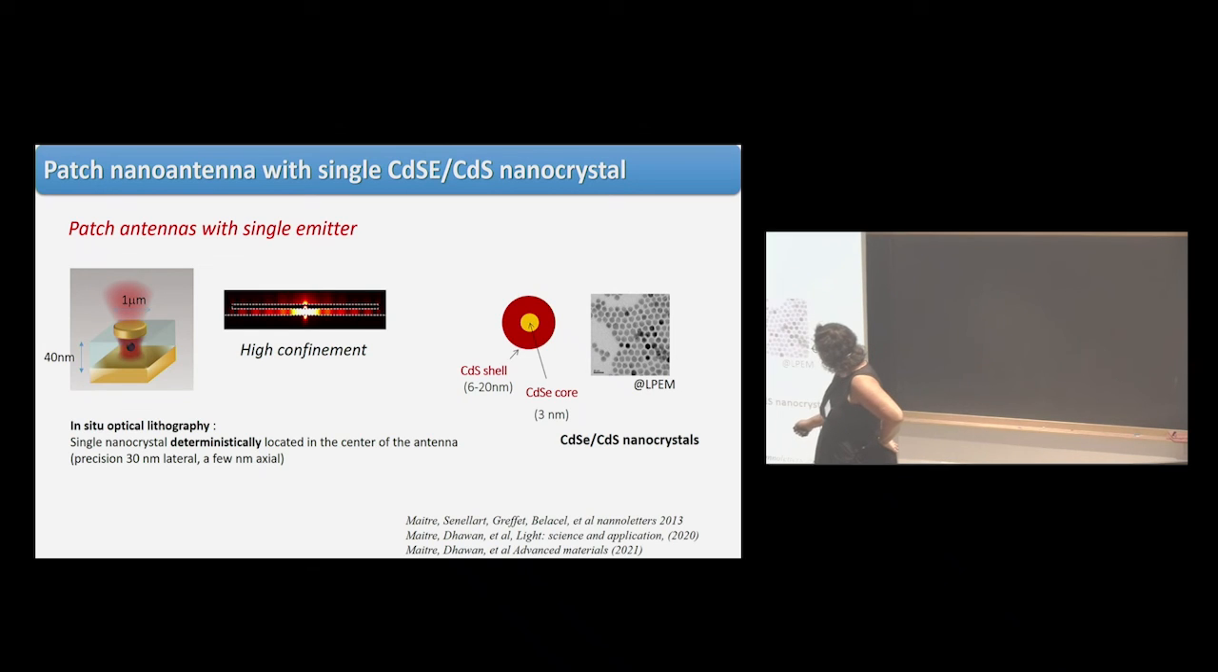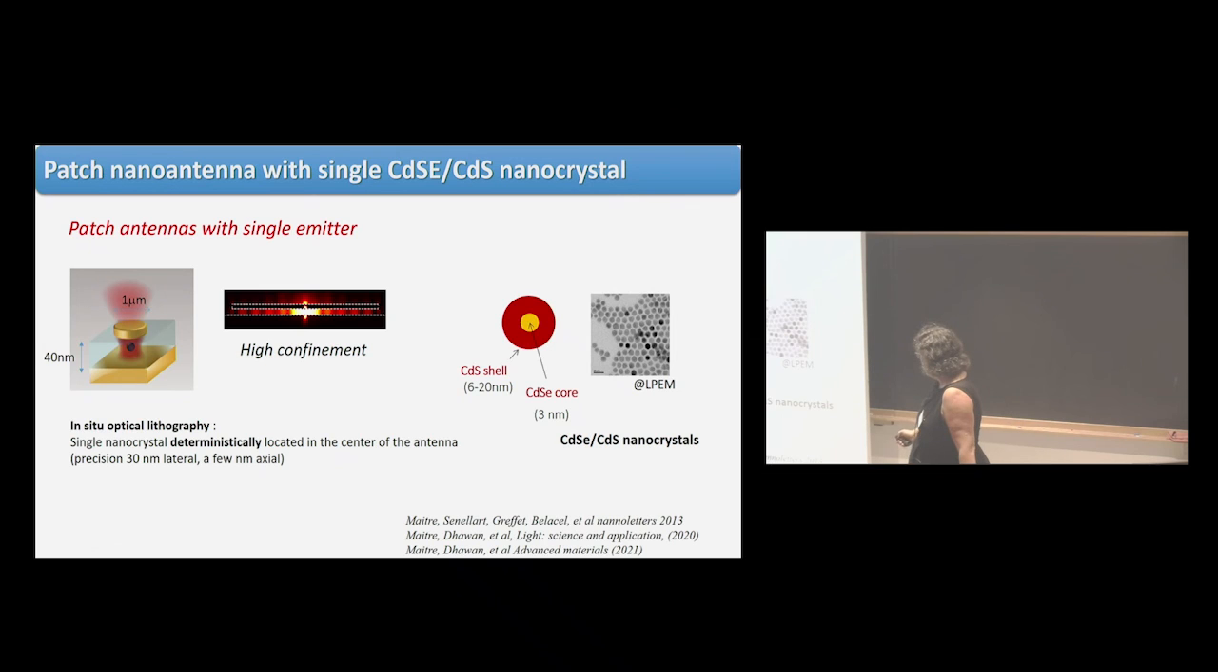What you can see is that if you put an emitter just in the center here, you have a very high resonance inside the antenna, just because the surfaces here are very close to each other, typically 40, 30 nanometers or less. So we have a very high confinement, and what you expect is a very high Purcell factor.